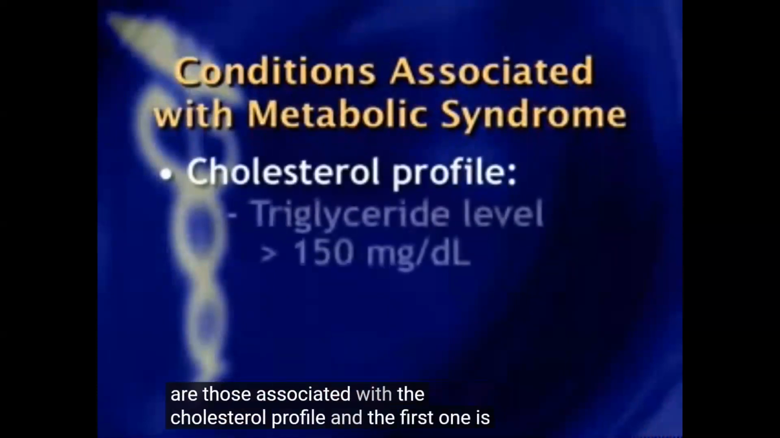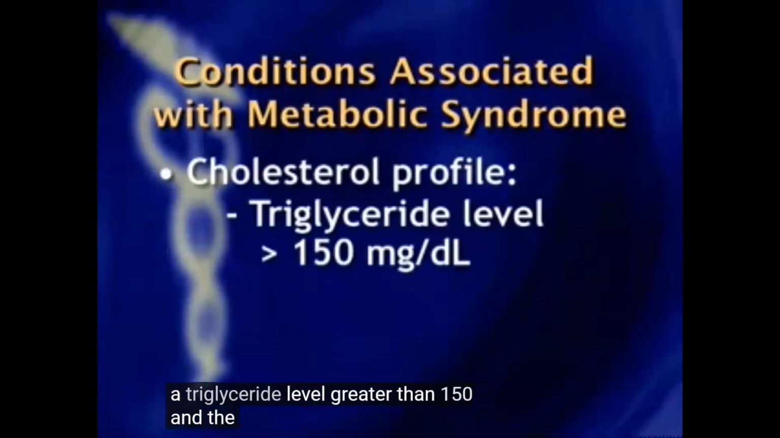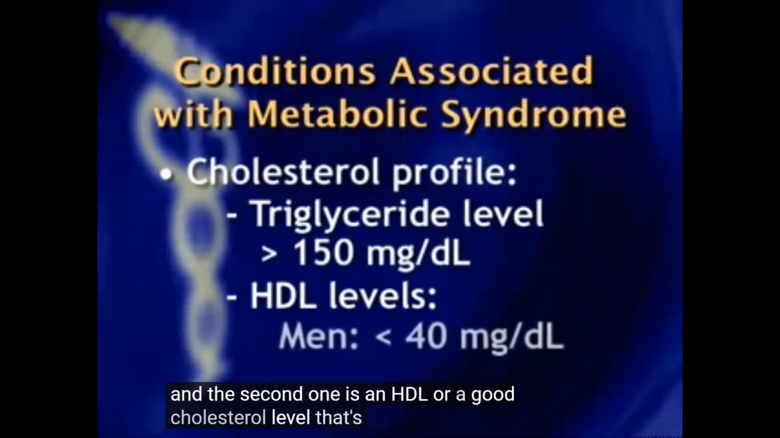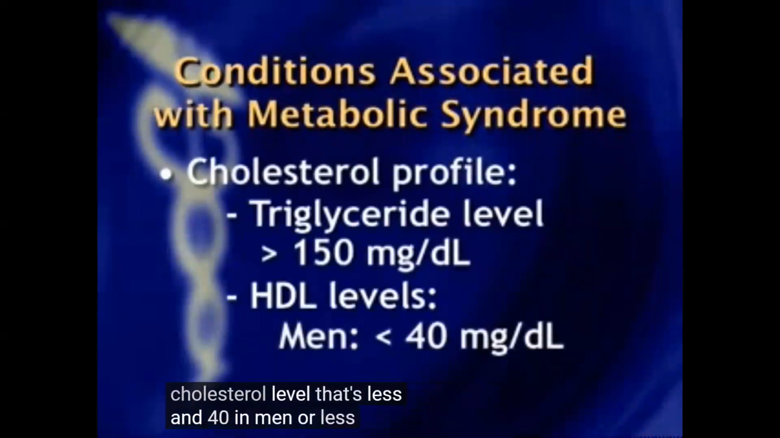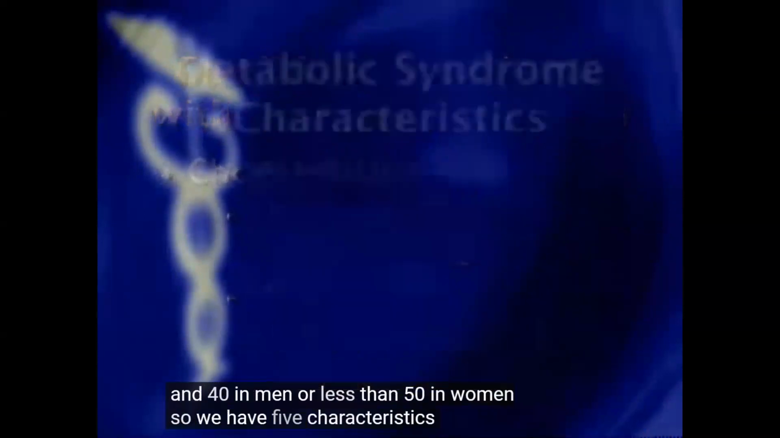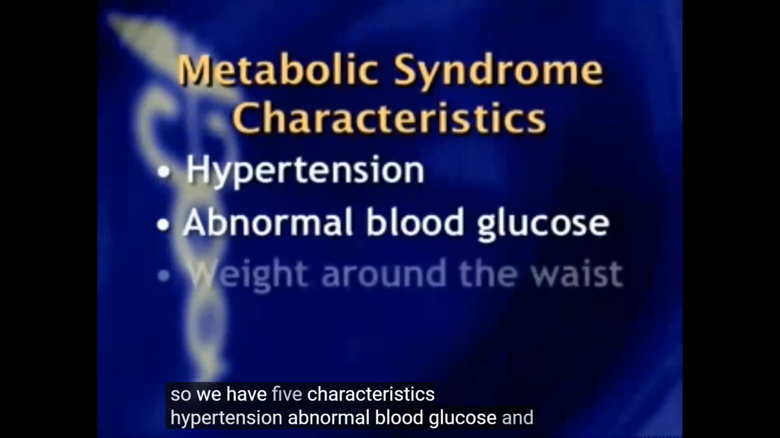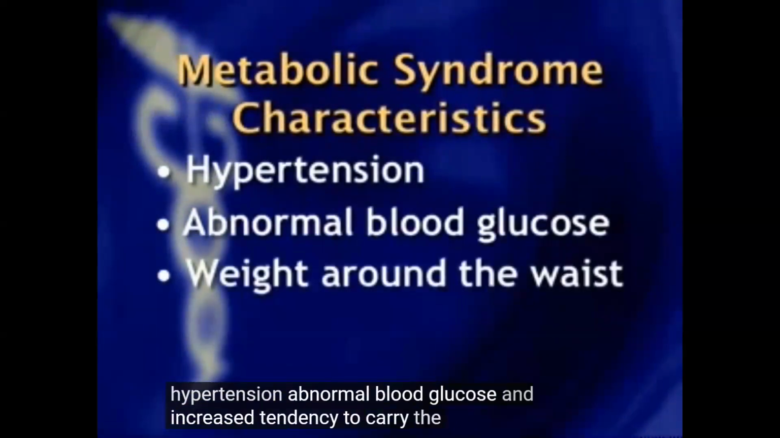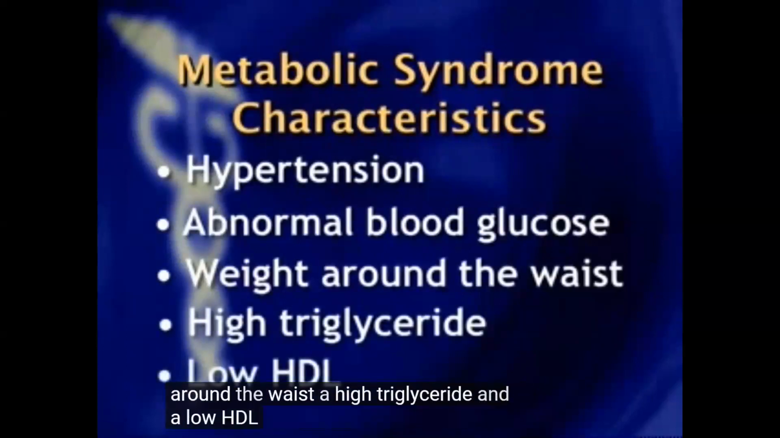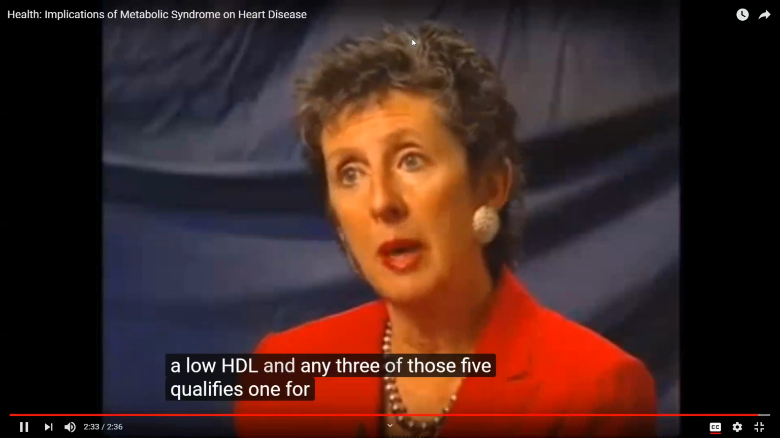The last 2 characteristics are those associated with the cholesterol profile. The first one is a triglyceride level greater than 150. And the second one is an HDL, or good cholesterol, level that's less than 40 in men or less than 50 in women. So we have 5 characteristics: hypertension, abnormal blood glucose, an increased tendency to carry the weight around the waist, a high triglyceride, and a low HDL. And any 3 of those 5 qualifies one for metabolic syndrome.